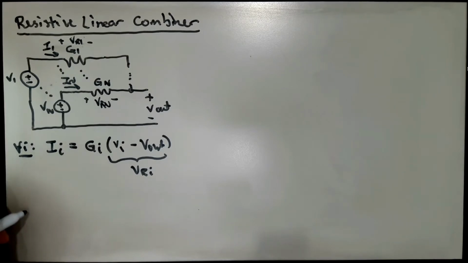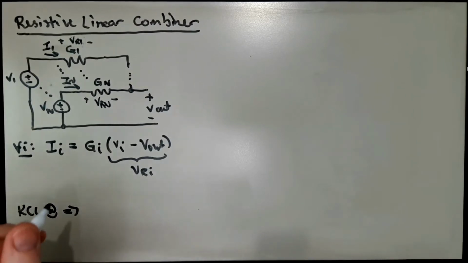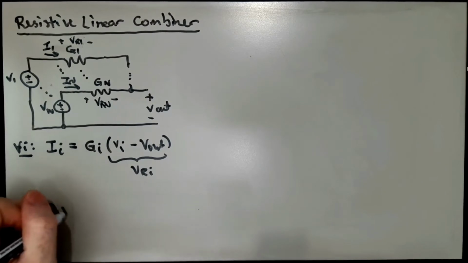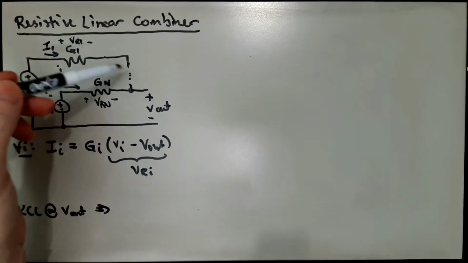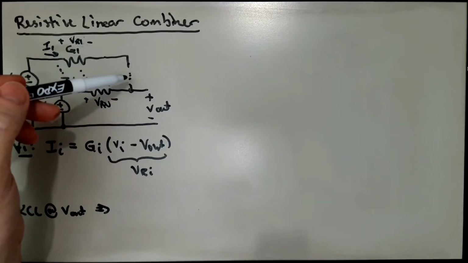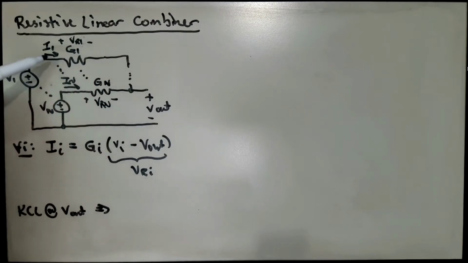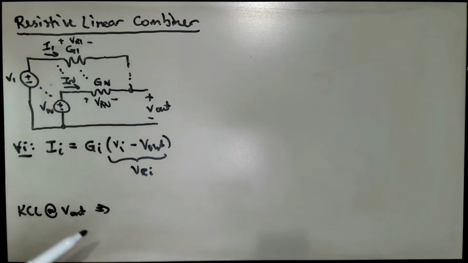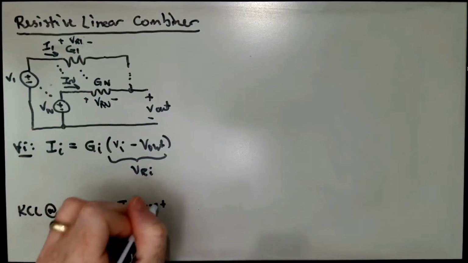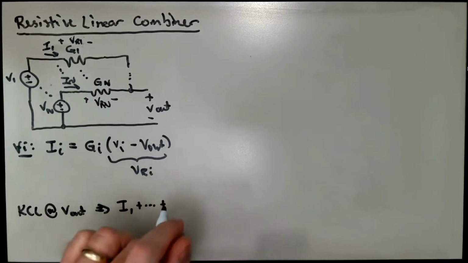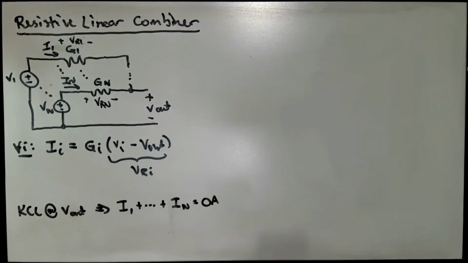So we also know that KCL at the common output node tells us something at V out. It tells us that the sum of the currents flowing into this node has to be 0. So all of the currents here are flowing by hypothesis, the way we've set up our sign convention here. They're all flowing into this node V out. So we have I1 plus ... plus I sub n equals zero amps.